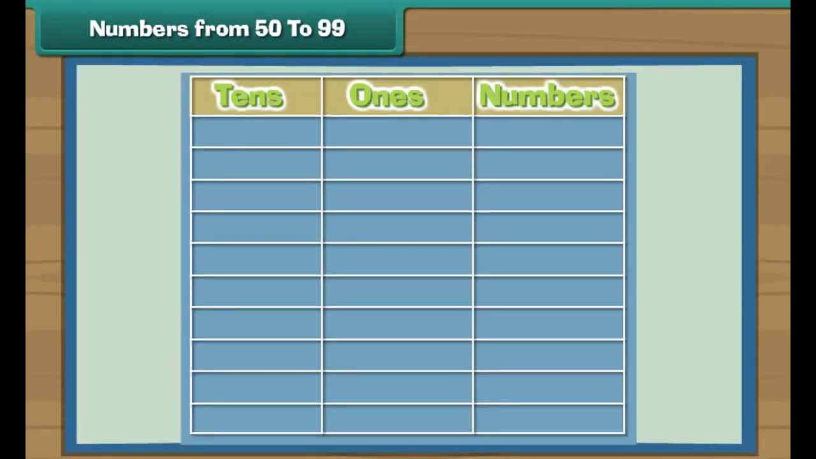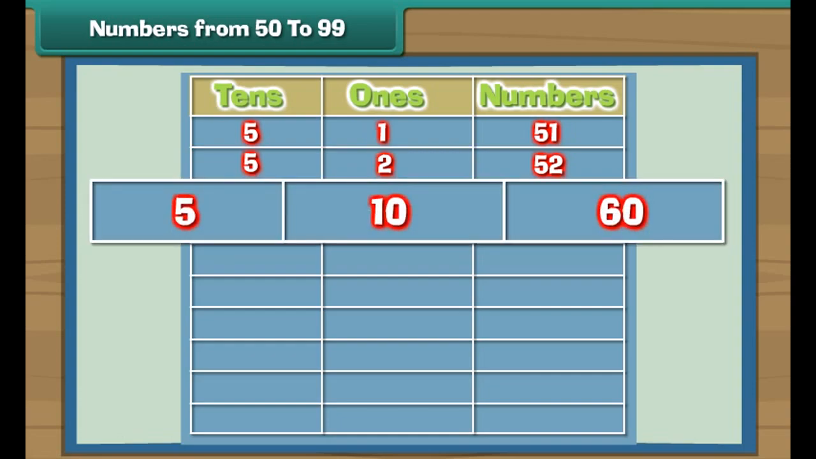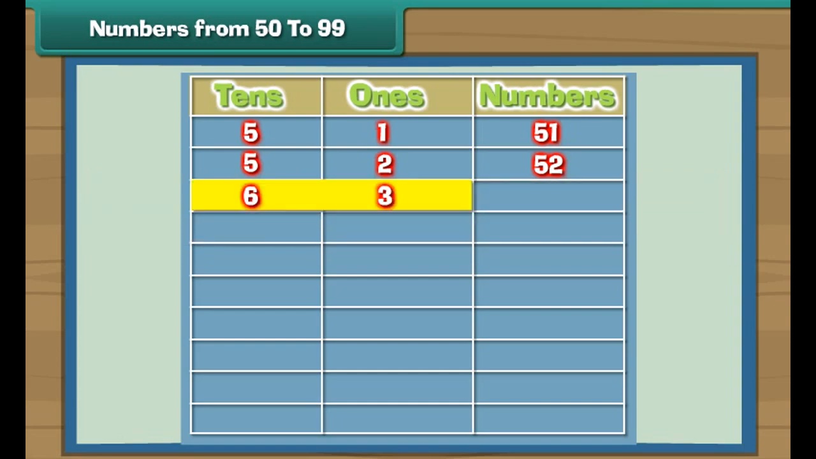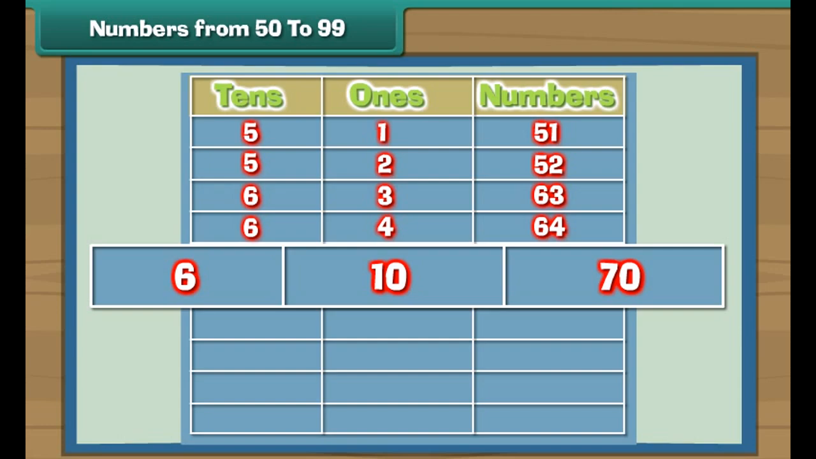Numbers from 50 to 99. Let us now complete one more table. 5 tens and 1 give 51. 5 tens and 2 give 52. 5 tens and 10 is 60. 6 tens and 3 give 63. 6 tens and 4 is 64. 6 tens and 10 is 70.